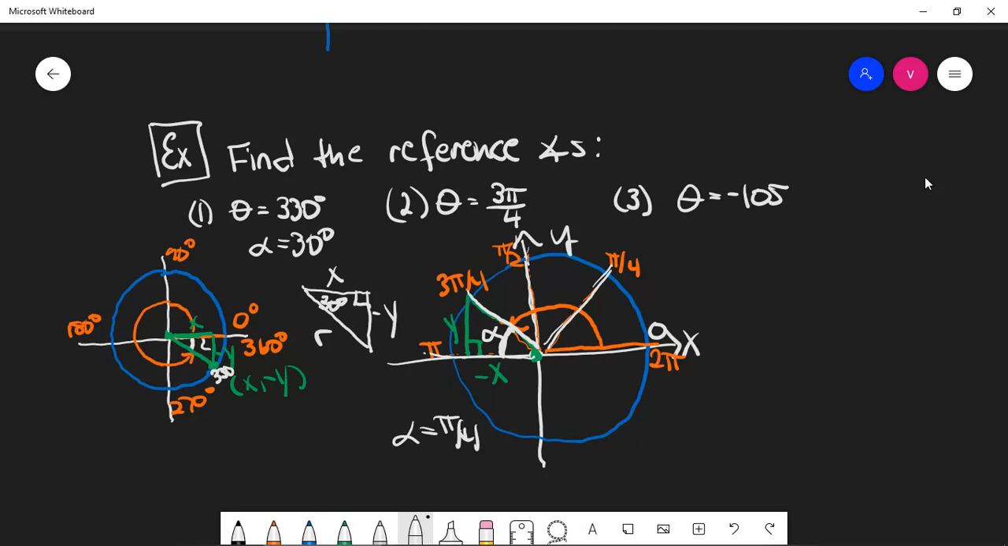There's 1/4 of a pi, 2/4 of a pi, 3/4 of a pi. What is that angle inside the triangle? Another pi over 4 to get you to this 4 pi over 4 here.